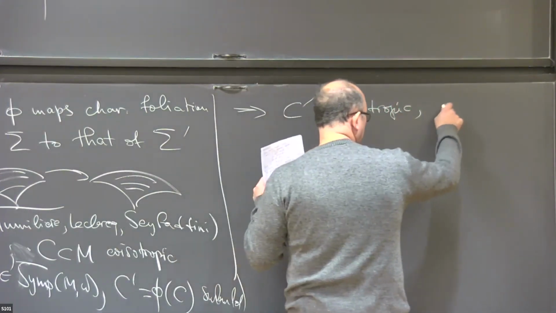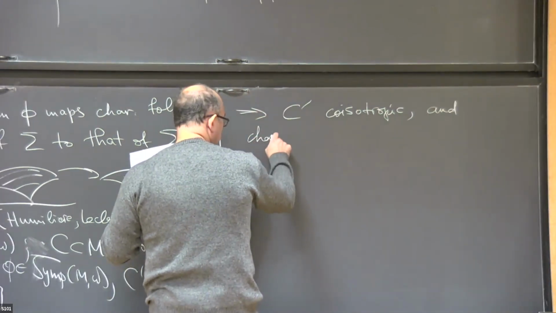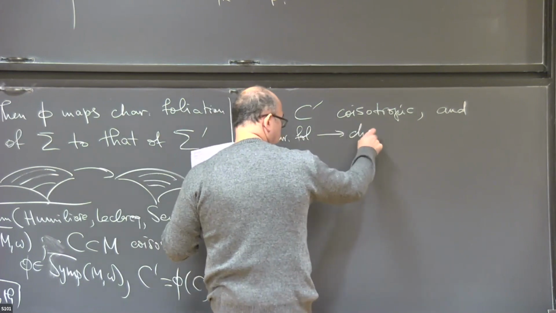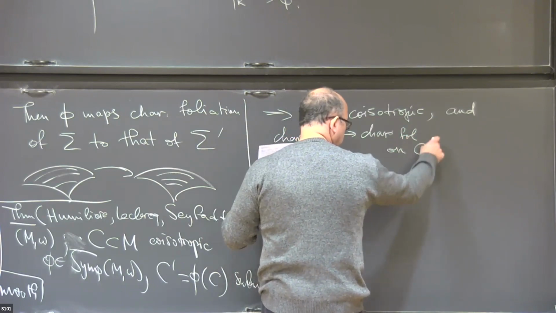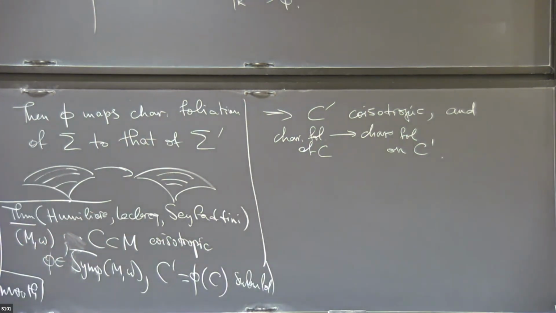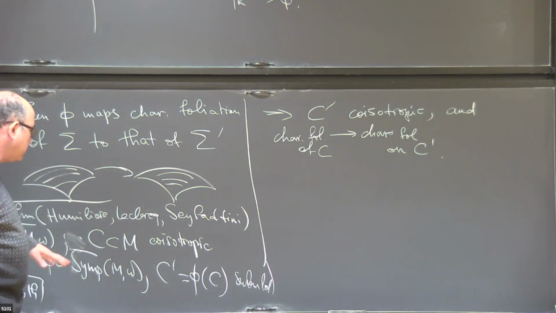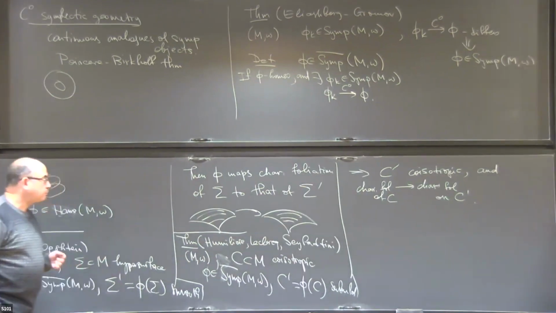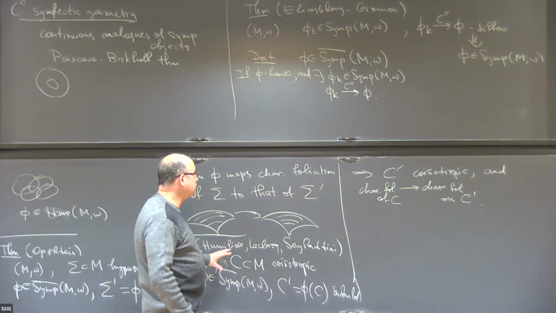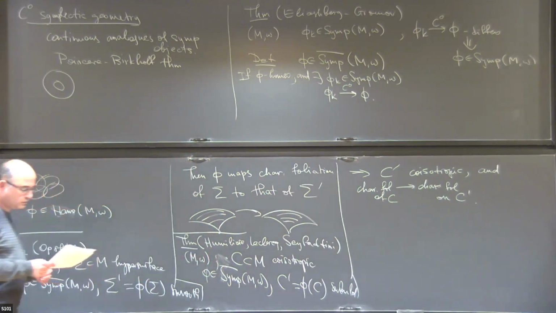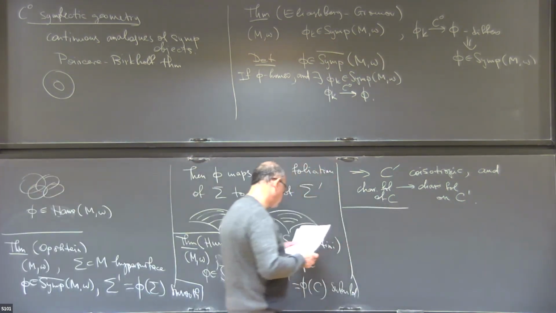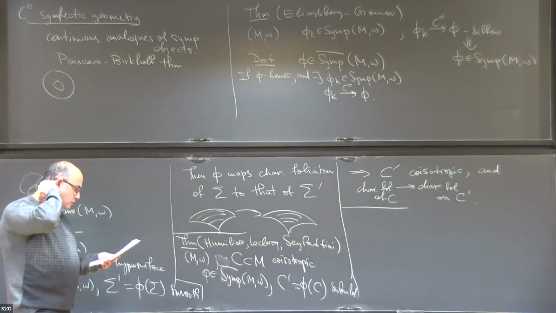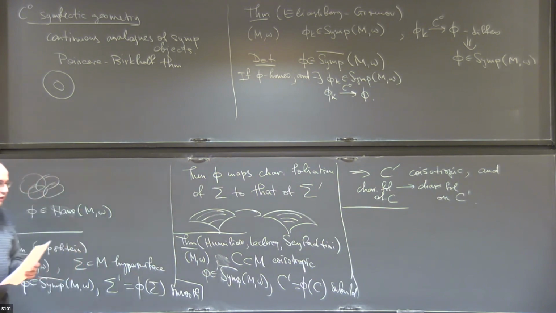And again, the characteristic relation is mapped to the characteristic relation on C prime. This statement, in fact, can be reduced to the case when C is Lagrangian, and so for the Lagrangian, this can be seen as a generalization of the Eliashberg-Gromov theorem, because we can consider the graph. So this is about rigidity.